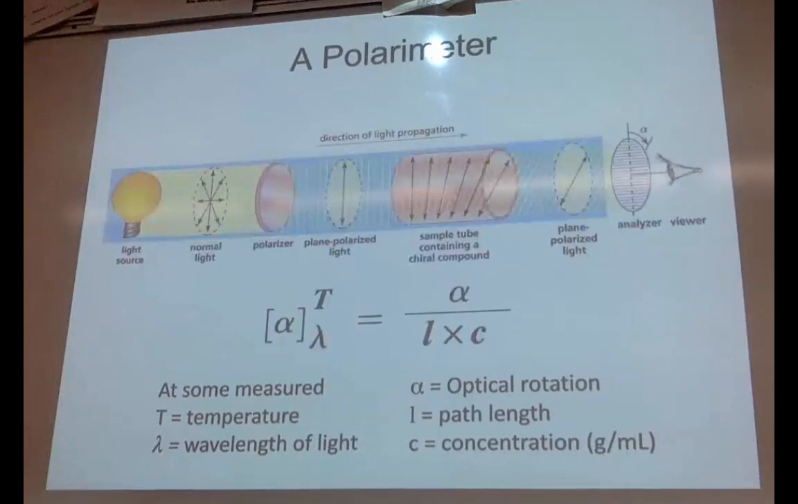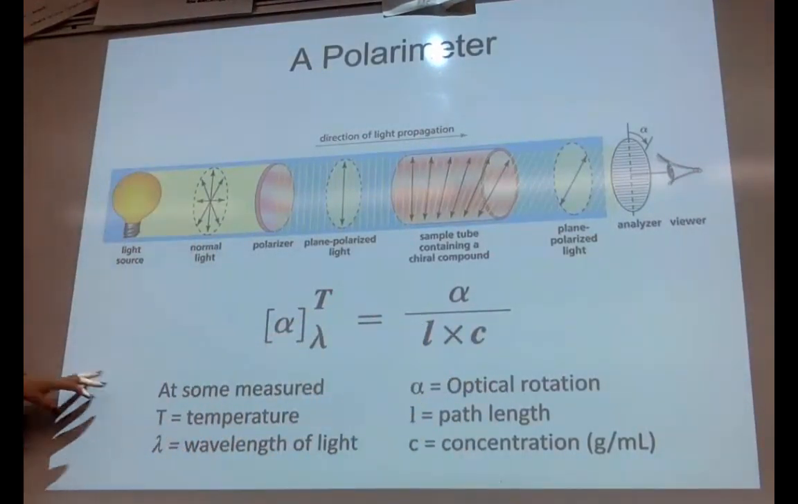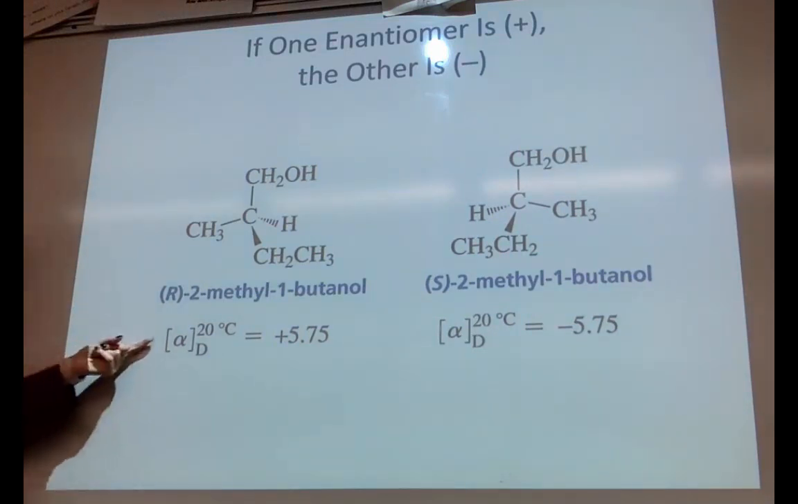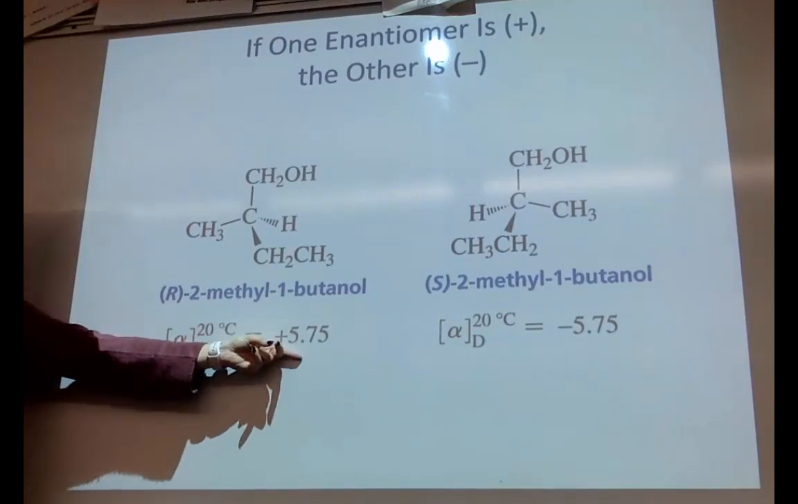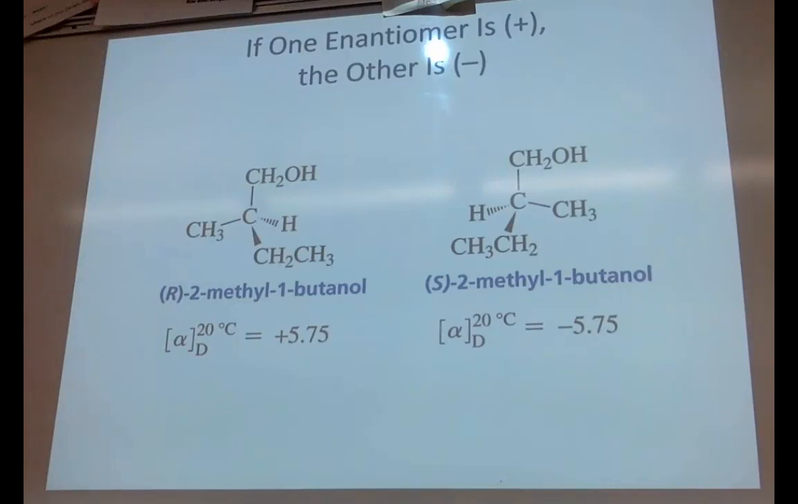So this gives this equation, but we're not worried about this equation. They can calculate the rotation, they could calculate the wavelength, they could calculate different things using optical activity. But this is just showing the last example of the enantiomer. If one rotates it positive 5.75, its enantiomer rotates it negative 5.75. So for optical activity, you just have positive and negative.